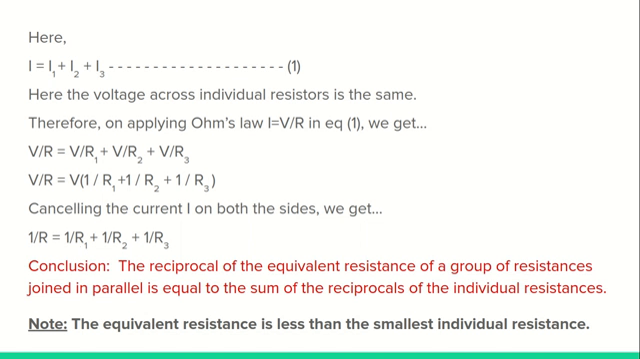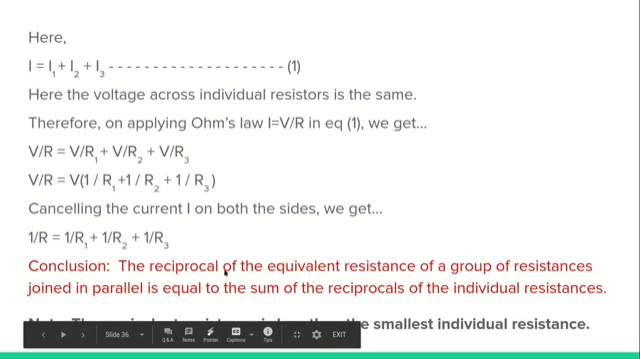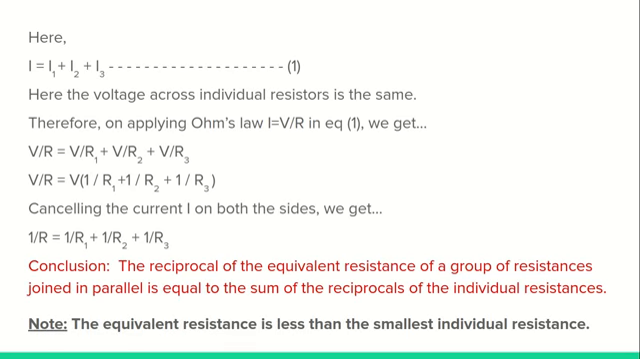So from this we can conclude that the reciprocal of the equivalent resistance of a group of resistances joined in parallel is equal to the sum of the reciprocals of the individual resistances. Also, the equivalent resistance is less than the smallest individual resistance.